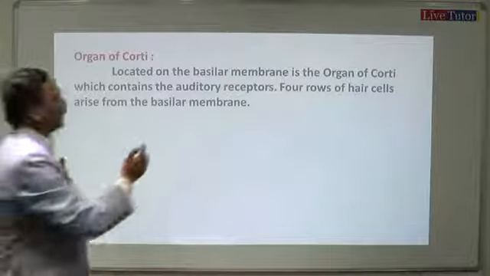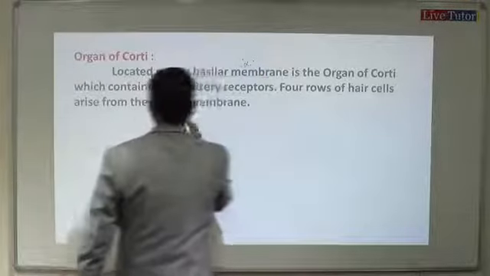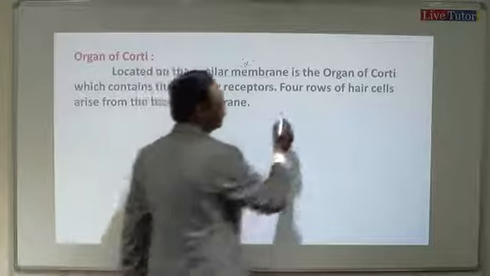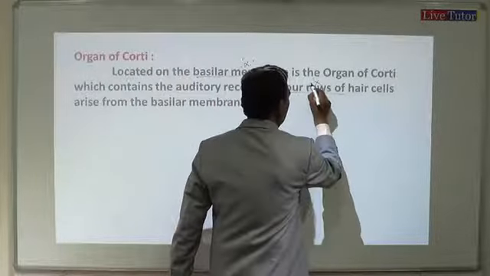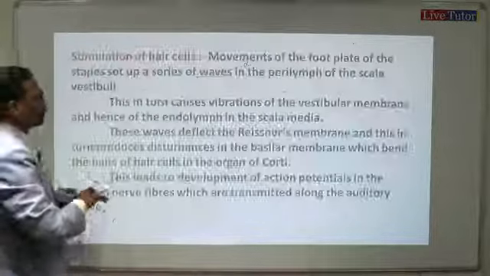Then the organ of Corti is located on the basilar membrane. Remember one more question: the organ of Corti contains auditory receptors. Auditory receptors means sensory receptor cells. There are 4 rows of sensory hair cells. Remember one more question: it arises from the basilar membrane.